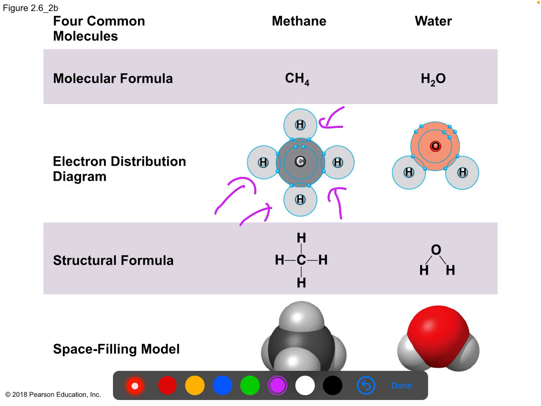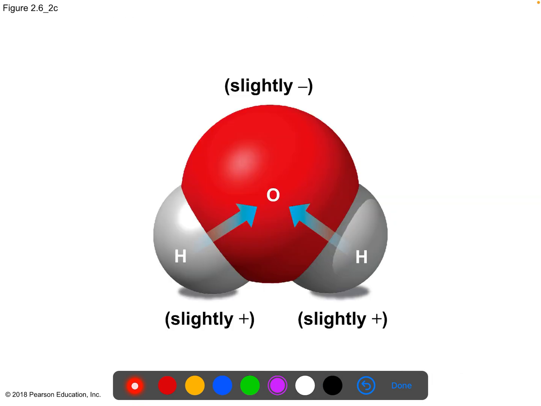But notice in the case of water, look at how all these electrons are kind of concentrated here, and there's very little electrons on this side or this side here. This is an example of a polar covalent compound. And since it has such a buildup of electrons on one side, it has a slightly negative charge here, whereas the hydrogens end up with a slight positive charge. This is an example of a polar molecule, since it has poles to it.